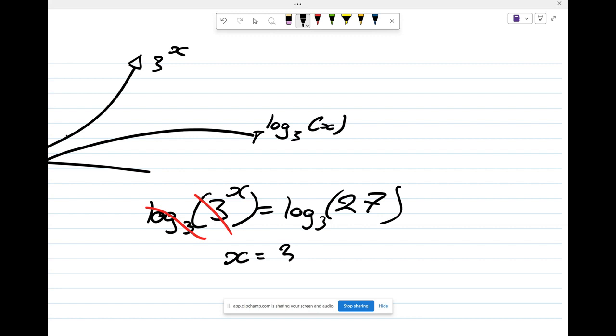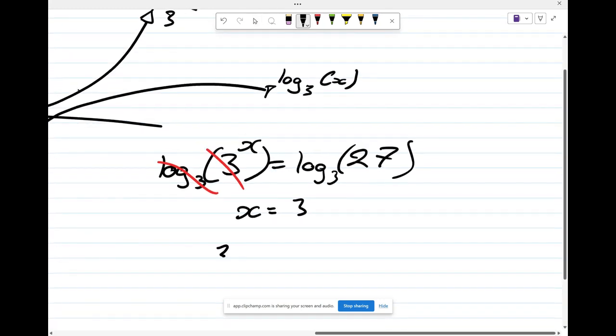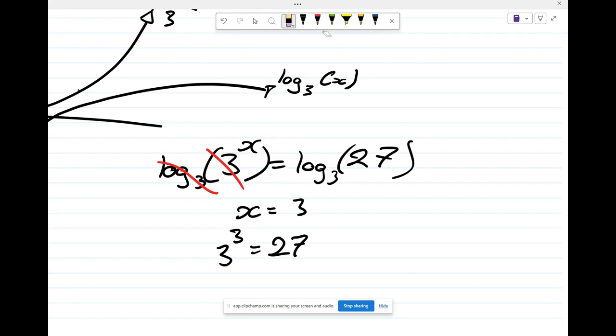So let me go ahead and check. I'll type log to the base 3 of 27, and that is going to be 3. Perfect. So we know that 3 to the power of 3 is equal to 27. We know that now because this x was the 3.